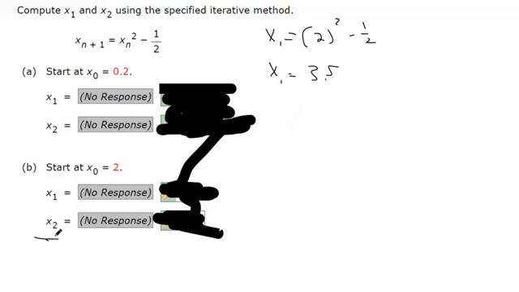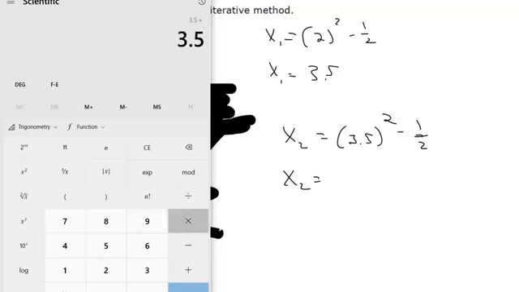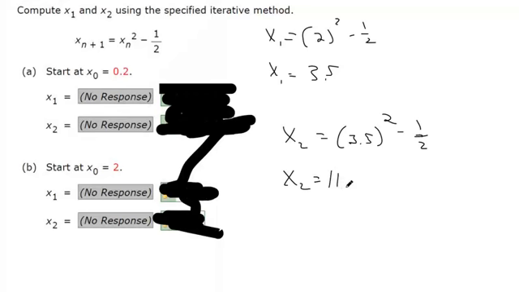And then to find out what x sub 2 is, we've got to plug in what x sub 1 is. So 3.5 squared, minus the 0.5, gives us 11.75 for x sub 2. So that's what goes in here.